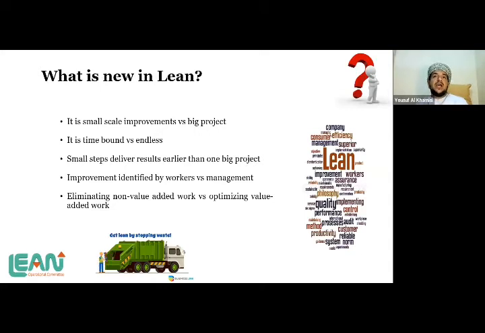So our likelihood or probability to succeed in lean implementation is very high, because we have 75% of non-value added work that we can invest in. Okay, we have issues, so our investment likelihood will be very high. This is a vision we need to invest in, the 75%. So this is what is new in lean. This is our third question.